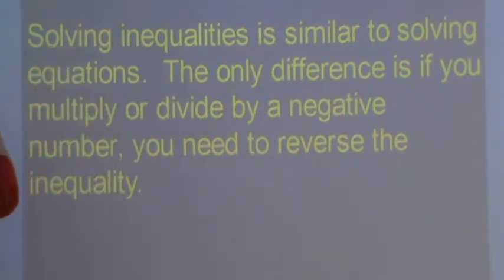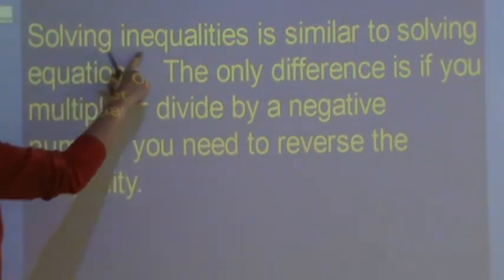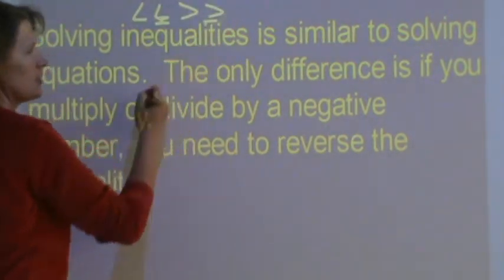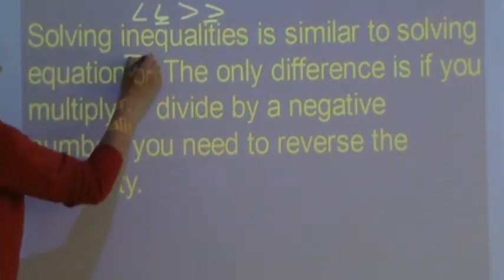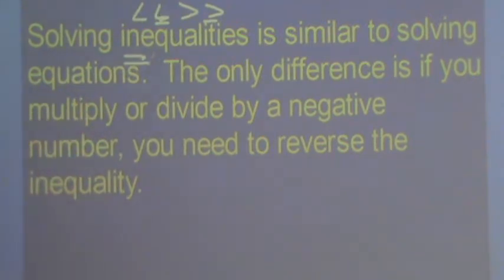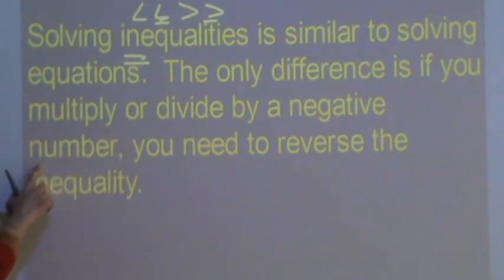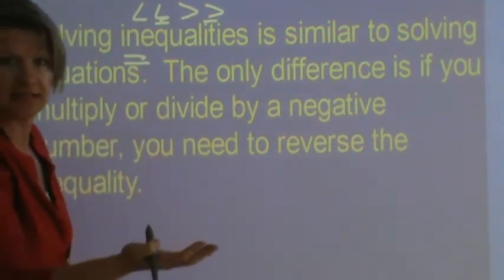Okay, let's stop right there. First of all, let's remember what inequalities are. That's your less than or equal to, greater than or equal to. Solving equations is going to have an equal sign. So they're very similar. The difference is if you multiply or divide by a negative number, you need to reverse the inequality. So if it was greater than, it becomes less than, and vice versa.